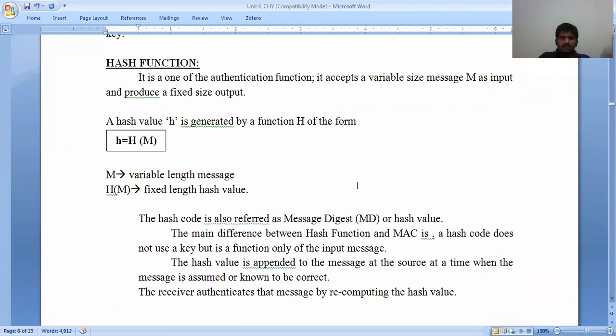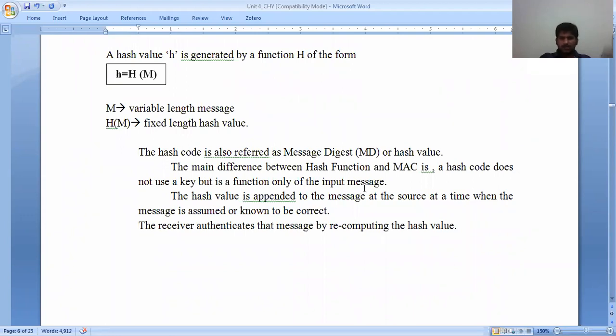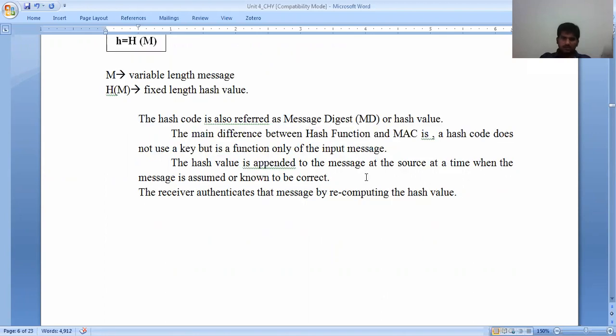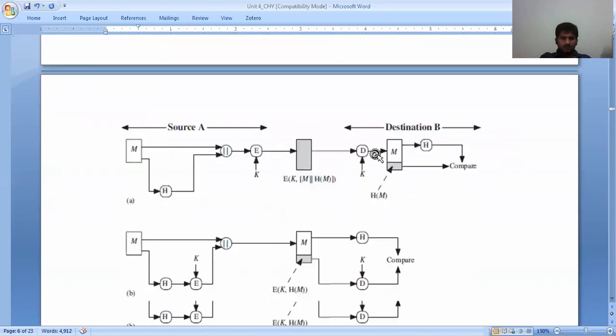A hash value h is generated by a function H, so h equals H of M. M is a variable-length message, and H of M is a fixed-length hash value. That is called the message digest. The hash code is also referred to as a message digest or hash value. The difference between a hash function and a MAC is that the hash code does not use a key; the function takes only the input message. This is a simple way we do the hashing.